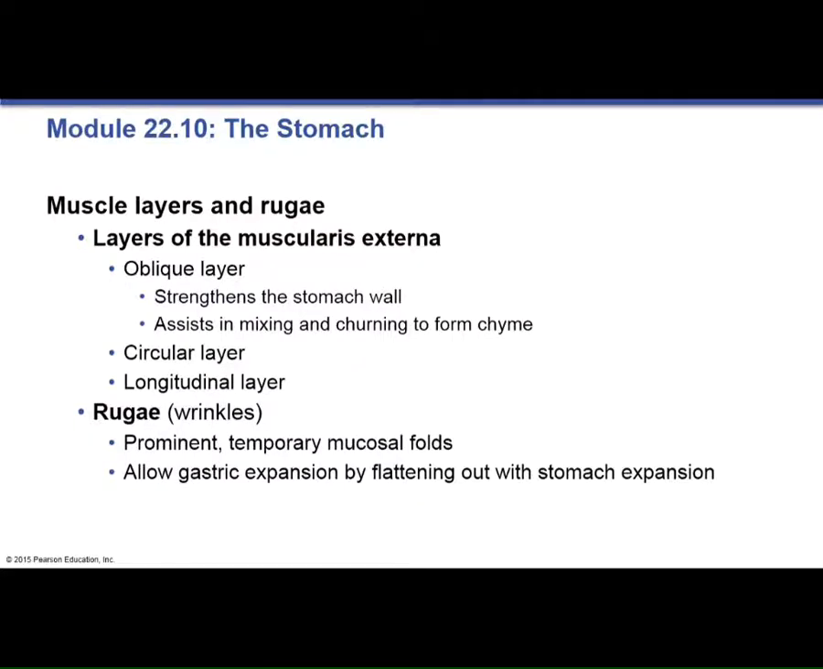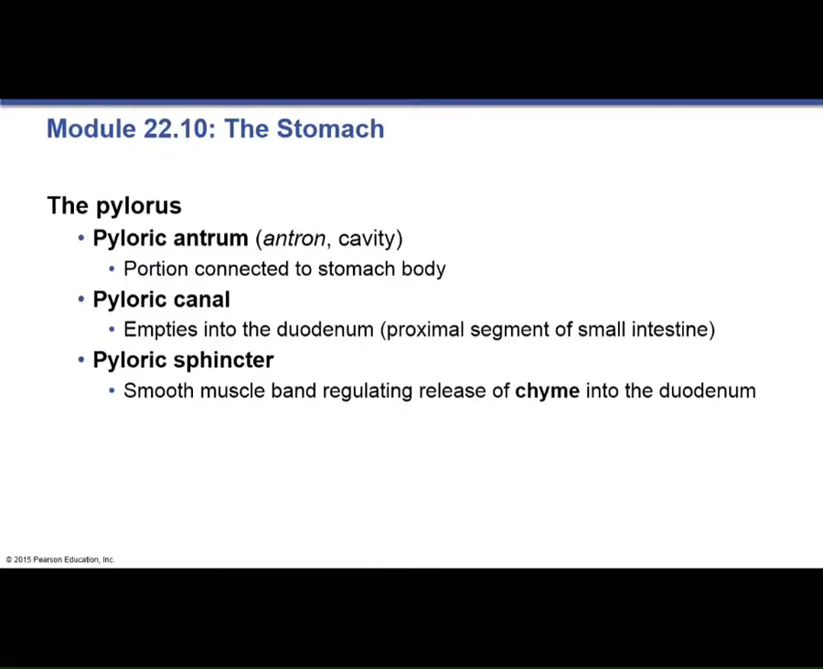And the stomach has not two layers of muscle, but instead three. So there is an oblique layer in addition to the circular and the longitudinal layer. This is really going to strengthen the stomach wall as well as allow it to really mix and churn with the chyme and the digestive enzymes. Along the way, there are the rugae, the wrinkles, and these deep folds along the mucosa that's going to increase the surface area. And there's an antrum, and that is a cavity.